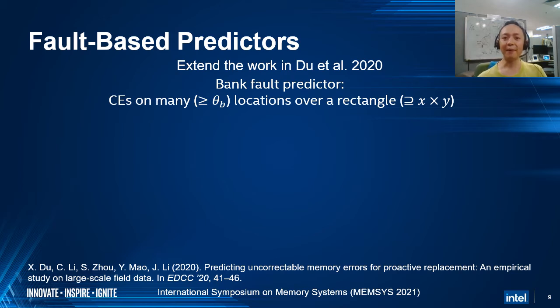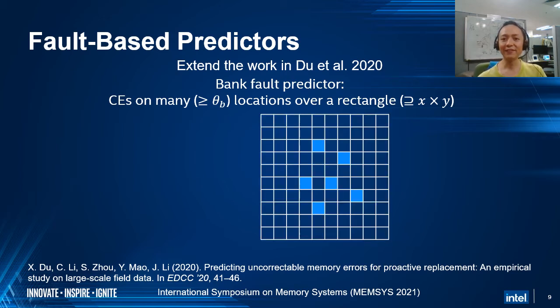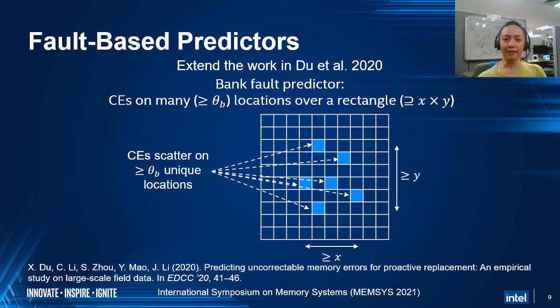We also define a bank fault predictor. If in a 24-hour time window, CEs are observed on no less than theta B locations over a rectangle region with the height no less than y and the width no less than x in a bank, the bank fault indicator is then activated. We predict that UEs will occur in the future. A bank fault is more likely caused by a bank circuit damage with a large area of impact.